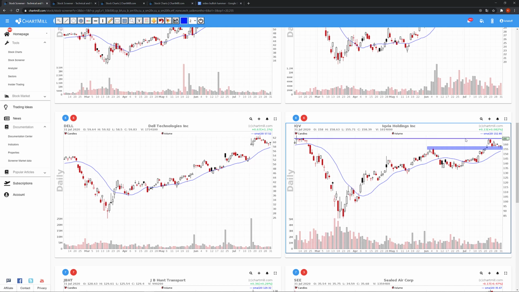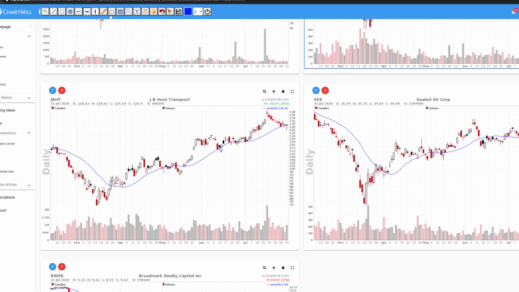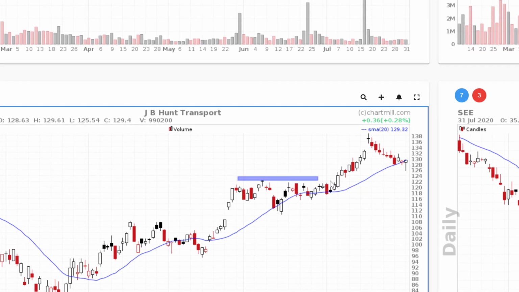J.B. Hunt Transport, a very nice bullish hammer pattern where the price drop is very clear on the chart. And had the tail reached the support level around $122, it would have been even better.